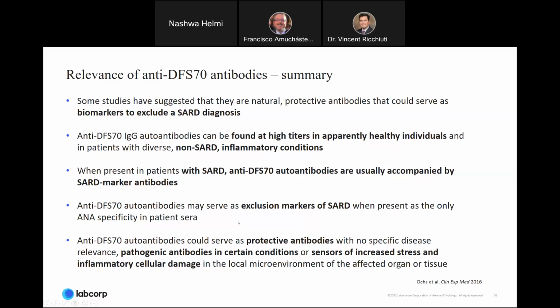Anti-DFS70 antibodies may serve as exclusion markers of systemic autoimmune rheumatoid disease when present as the only ANA specificity in the patient serum. Finally, anti-DFS70 autoantibody could serve as protective antibodies with no specific disease-relevant pathogenic role in certain conditions, or sensors of increased stress and inflammatory cellular damage in the local microenvironment of the affected organ and tissues, as we discussed earlier.